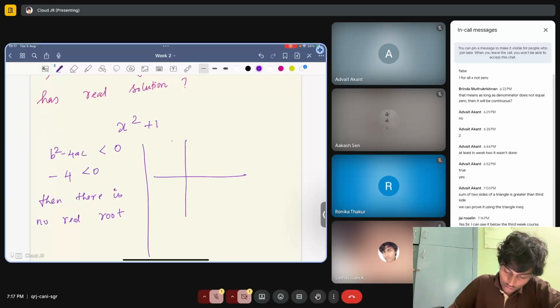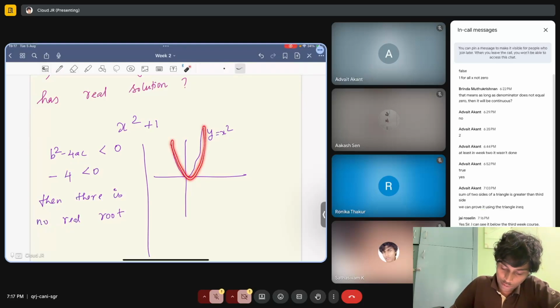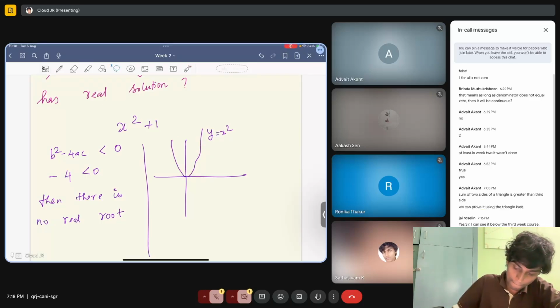So you look at x square. x square is a function like this, right? Everybody has studied the parabola, etc. So this is y equal to x square. If you want y equal to x square plus 1, basically what you are doing is taking this thing and translating it up. Maybe I'll draw it here.